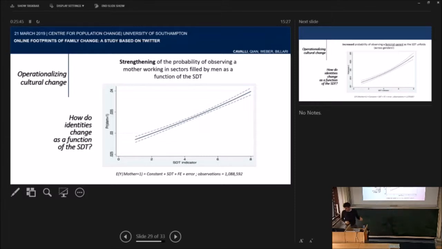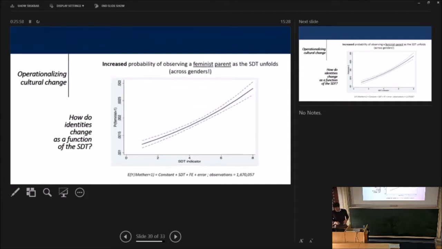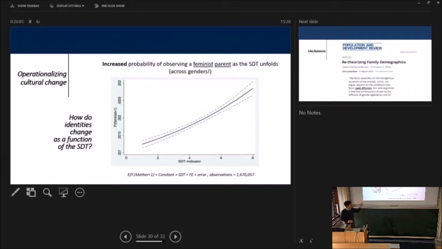And when we put everything together, so we looked at religiosity, jobs, but then we also tried to look at something like feminism, and how many mothers or fathers describe themselves as feminists. And we can see here there is an increase in the probability of observing parents who describe themselves as feminists as a function of the second demographic transition. By the way, you can see the probability is very low. It's close to zero at the low stages of the second demographic transition.